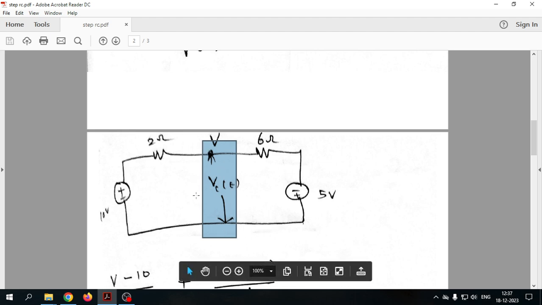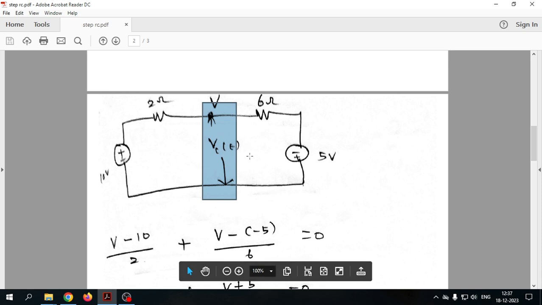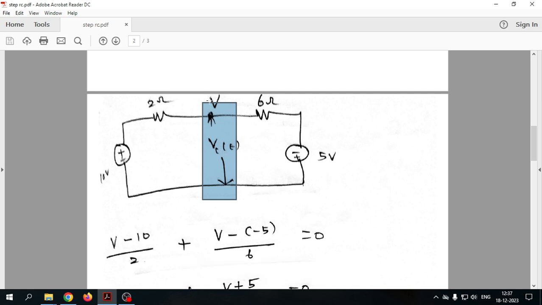Okay, and we can use any methodology to find out Vc of t, but what I have done is I have taken nodal analysis. So this is the node point V location, and since it is open circuit, we assumed it as Vc of t over here, and for simplicity's sake I have taken V here.